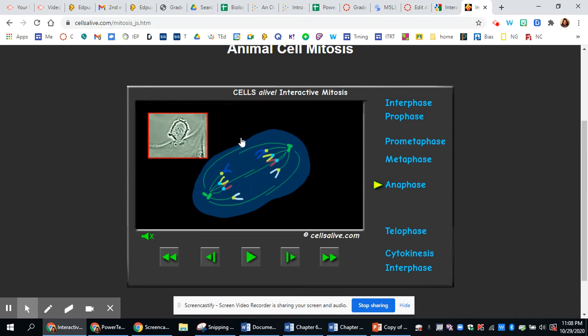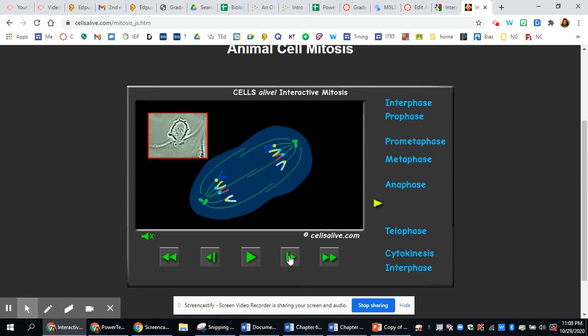Notice that the cell itself is starting to pinch in. And because this is an animal cell, it doesn't have a cell wall. We'll also see what's called a cleavage furrow happen simultaneously. So we're moving into telophase. At telophase, the chromosomes are at the two ends. We will also see them pinching in.